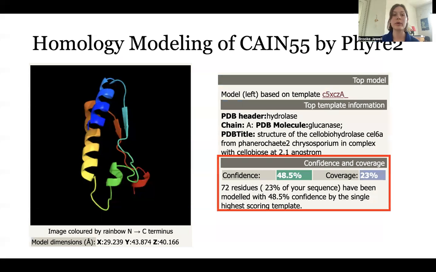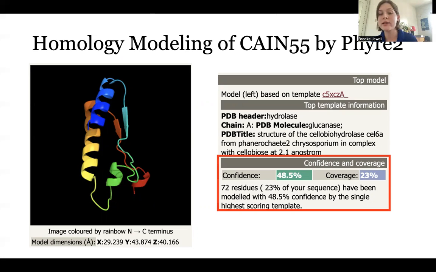So as I said, we're going to start with homology modeling. So this is Phyre2. Like I said, it is meant to predict structure and function of a protein. So when you submit the amino acid sequence for Cain-55, the closest match is acetylbiohydrolase.